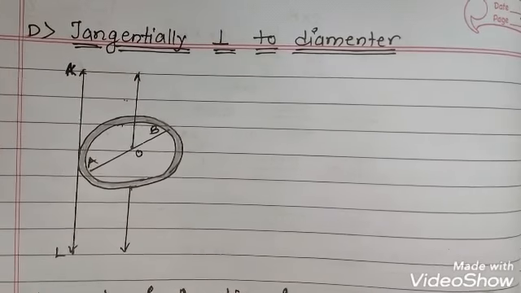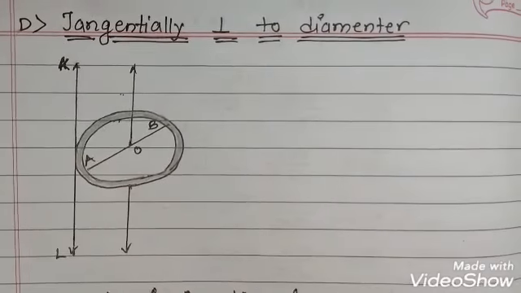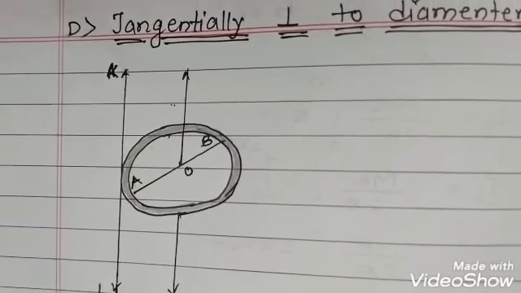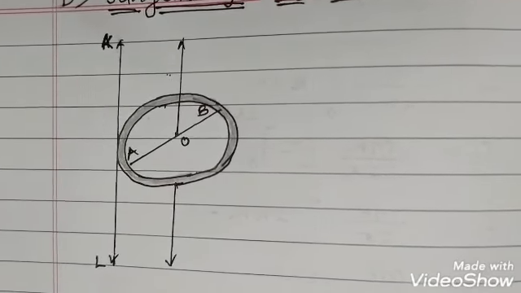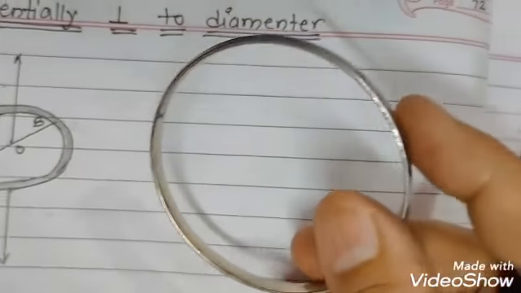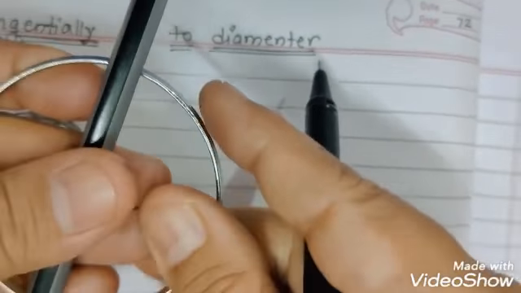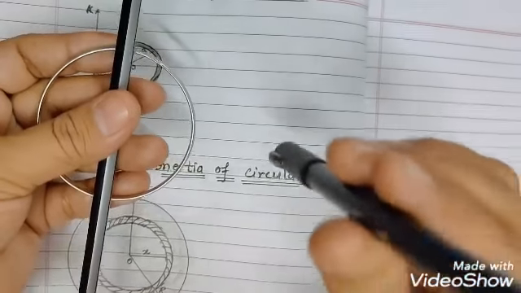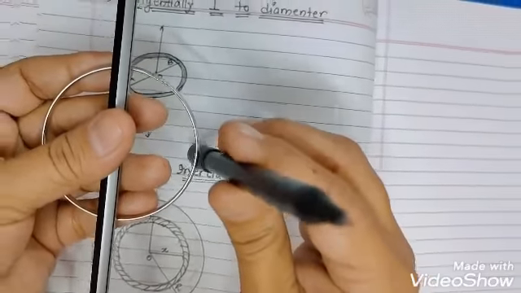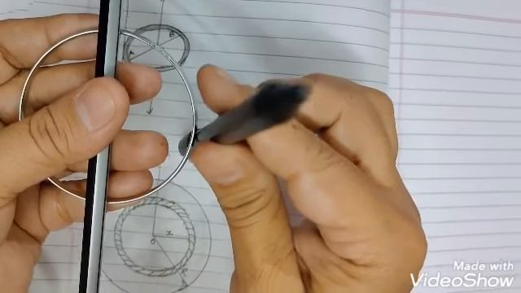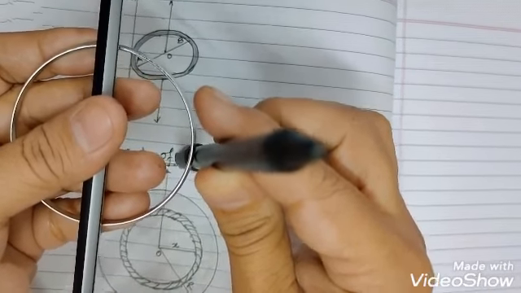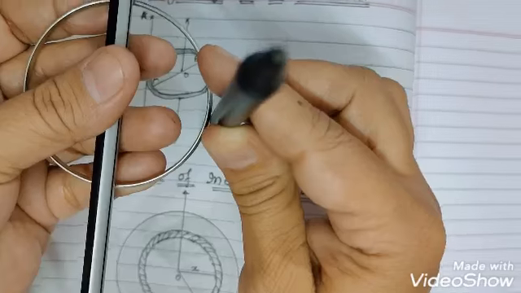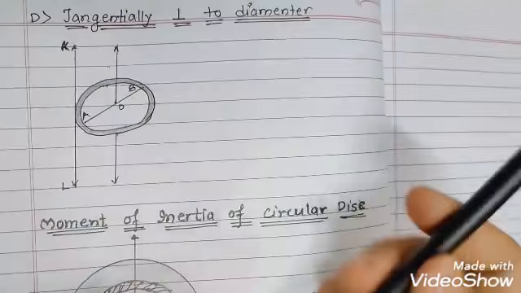Now the fourth case we will see: moment of inertia of a circular ring tangentially perpendicular to the diameter. Tangentially perpendicular to the diameter, that means suppose this is a ring and this is the diameter, a line which is passing through the diameter. So another axis which is passing through this ring tangentially, means just touching at one point, but perpendicular to the diameter, this way. You can see perpendicular to the diameter in this way. So this is what we have to calculate.